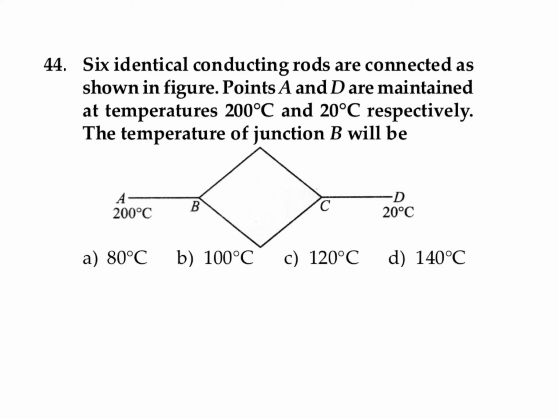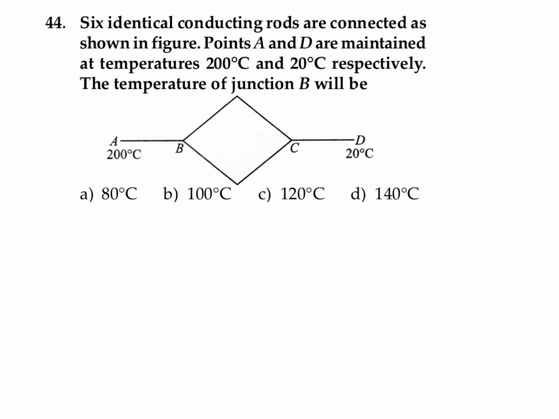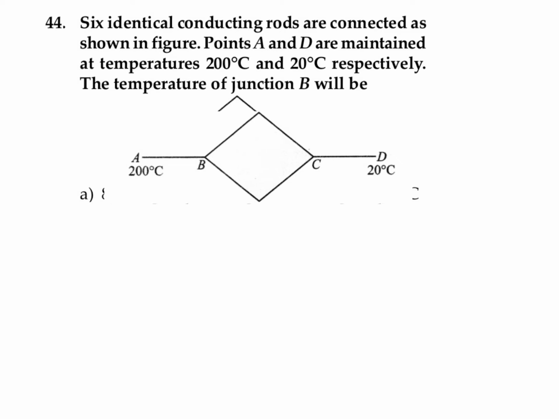This question is given that 6 identical conducting rods are connected as shown in the figure. Points A and D are maintained at temperatures of 200 and 20 respectively. The temperature of junction B is? For the calculation purpose, we can easily find the answer by using nodal analysis.